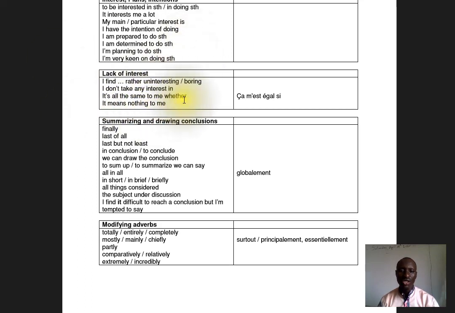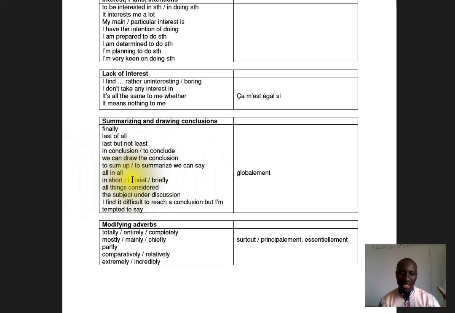All right. How to summarize and draw conclusions. To summarize and draw conclusions, you can use these expressions and words. Firstly, you can use finally, the most used word. You like this word. Finally, last but not least, in conclusion, to conclude, we can draw the conclusion. To sum up, to summarize.